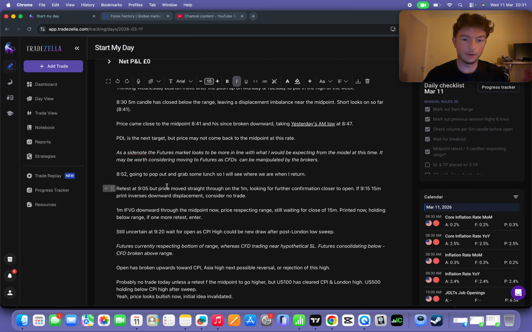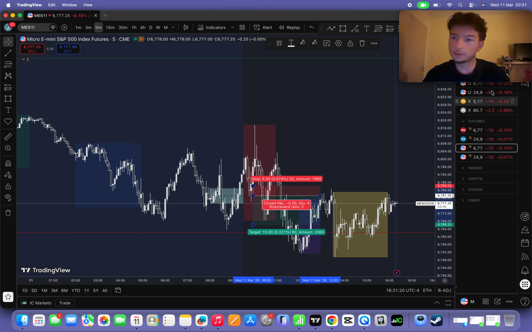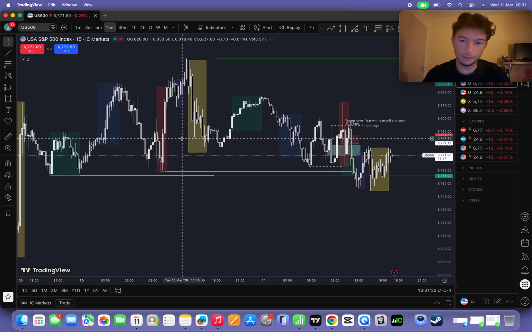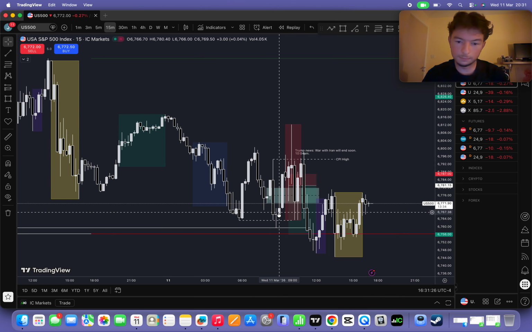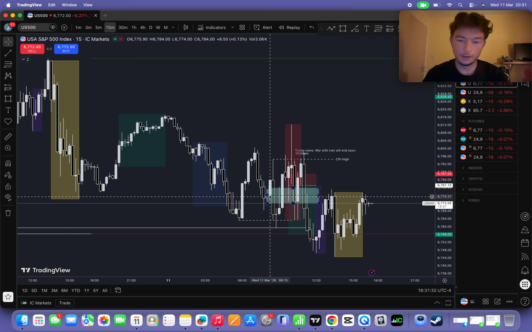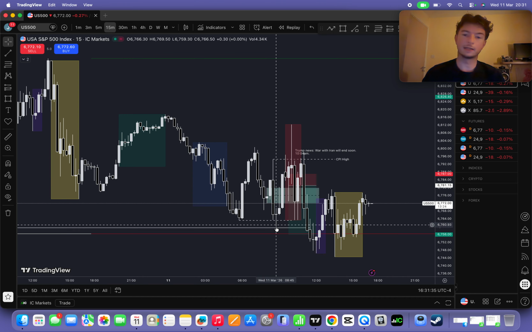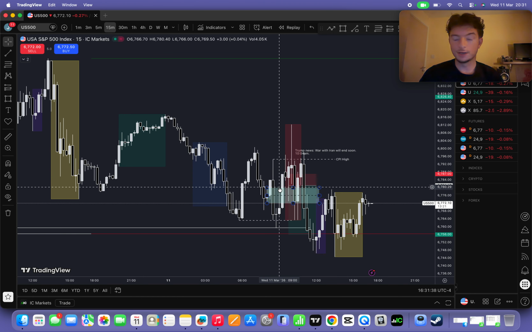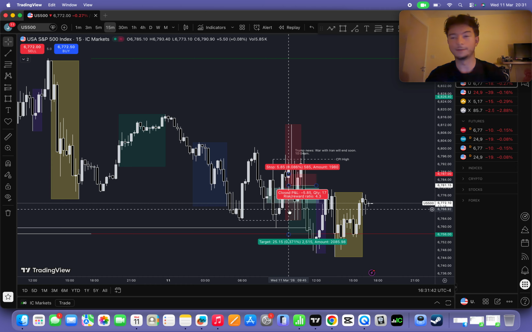And there was a retest at 9:05, but price moved straight through on the 1 minute, looking for further confirmation closer to the open. If the 9:15 15-minute candle inverses downward displacement, consider no trade. So what I meant by this, on the 15-minute chart, was this candle here. If this candle inversed here, I would have considered no trade. But for the fact that it just wicked up just above the range and then came back down, closed below the range again, I was like, right, this is respecting the range at the moment.